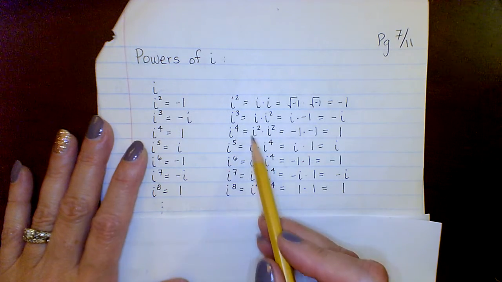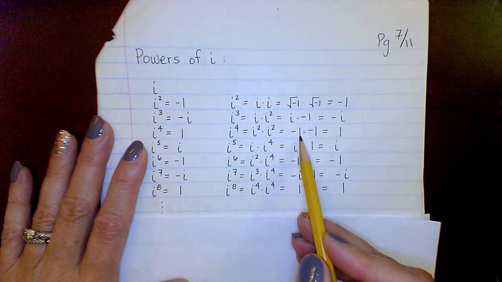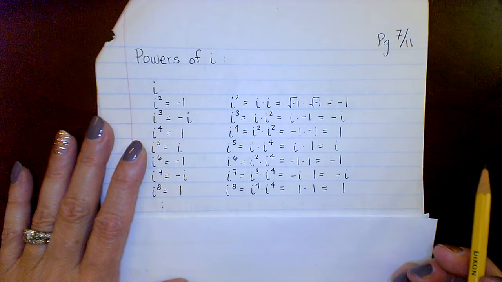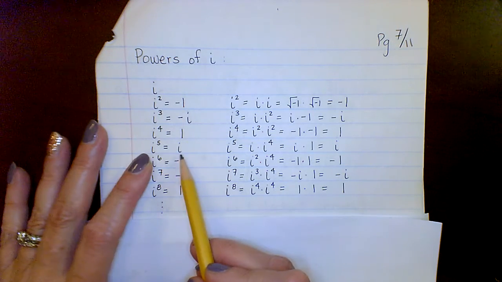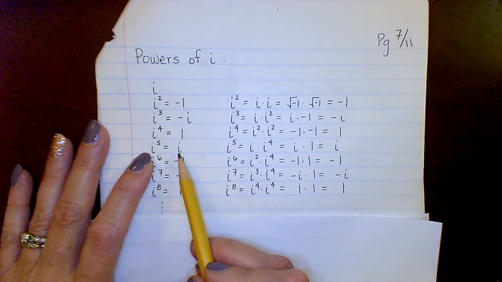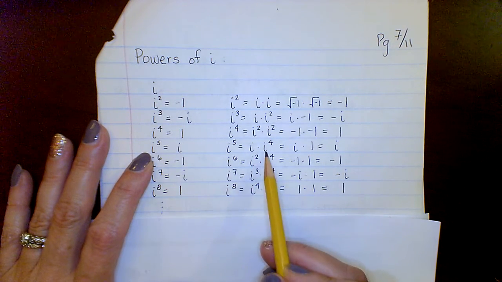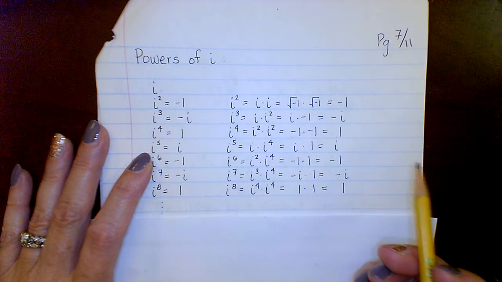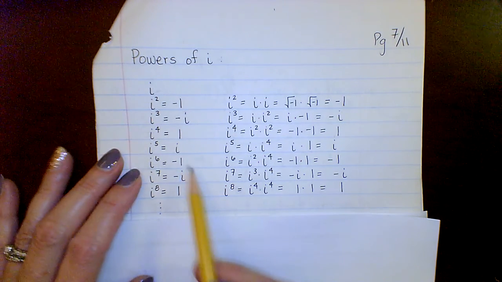i to the fourth is just i squared times i squared. Negative 1 times negative 1 is positive 1. i to the fifth is the same thing as i to the first, because it's i times i to the fourth, and i to the fourth is 1. Now, look at what happens.